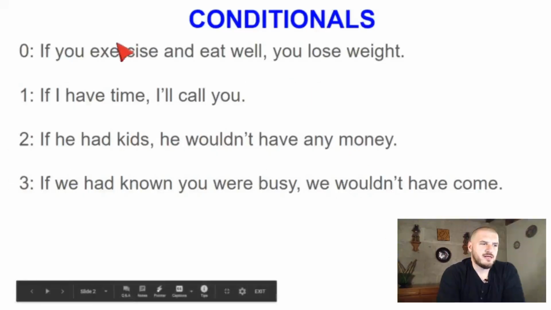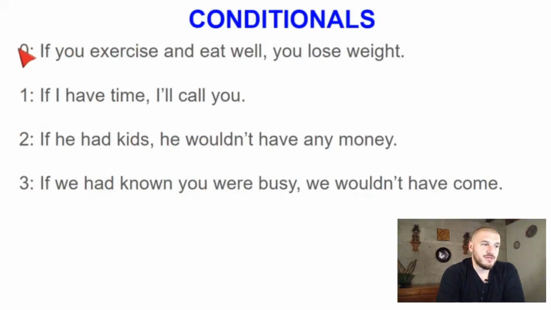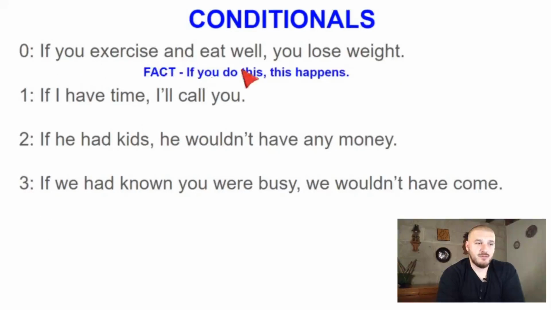Here are 4 examples of the 4 conditionals. The zero conditional, the first, the second, and third conditionals. Here's the example for zero. If you exercise and eat well, you lose weight, right? Basically, this is a fact. If you do something, something happens. This is very easy. It's present tense, present tense. If you do this, then this happens.